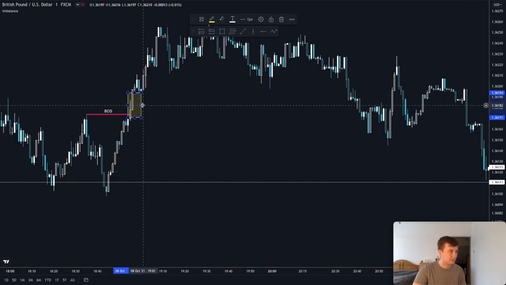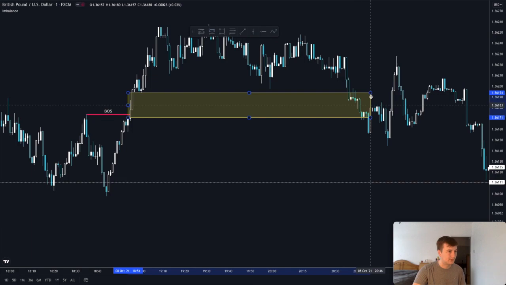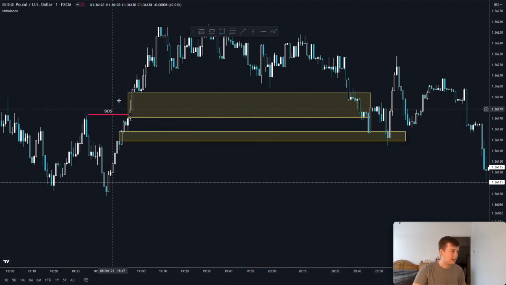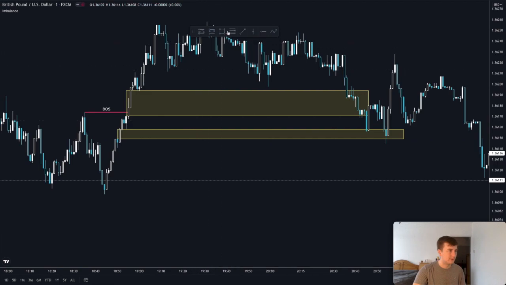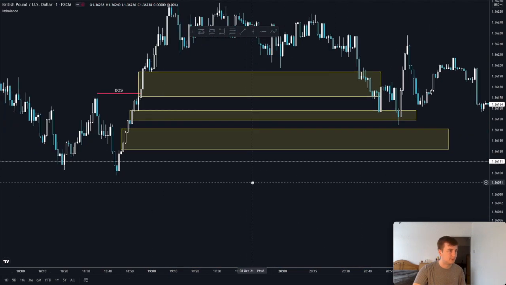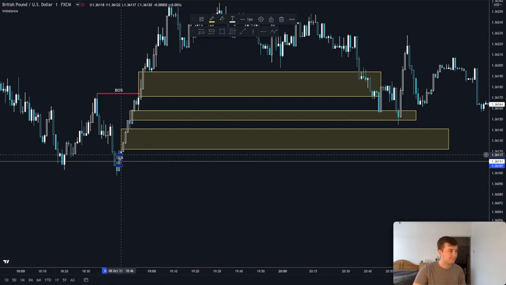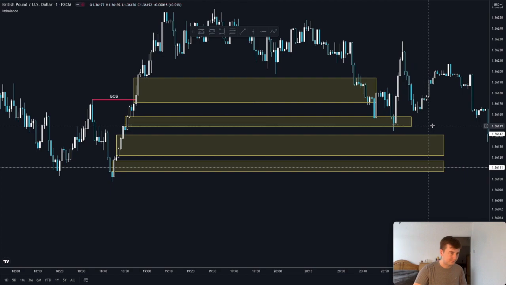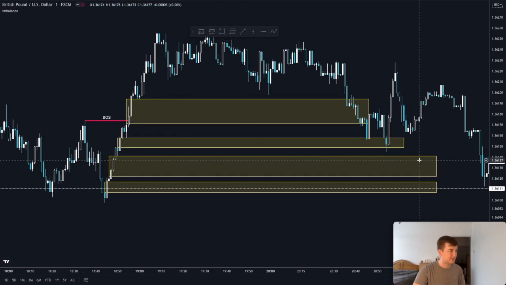We have multiple imbalance levels, okay? So we have this one, this one. As it's such a big leg, you kind of want to split these up. It's all down to interpretation. This one and this one. Okay, some of these you can group together. Again, all down to interpretation.